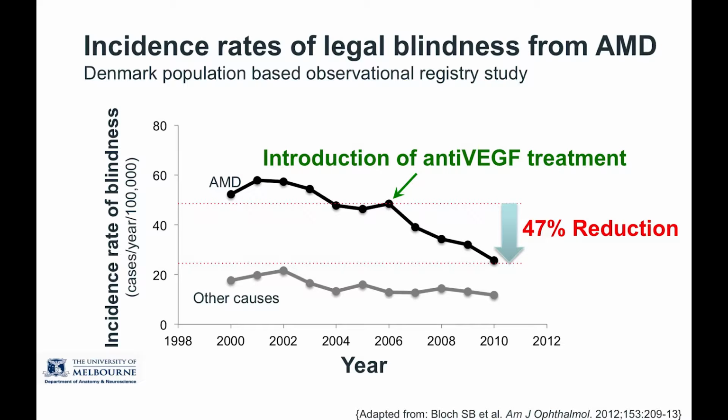So this is the incidence of blindness across the different years up to 2012. And you can see for AMD, which is this black line up the top, from 2006 onwards, there's been a dramatic drop in the number of patients who go blind from this disease. It has been a game changer, and there's no other way to talk about it. It's fantastic. But here's a sting in the tail.